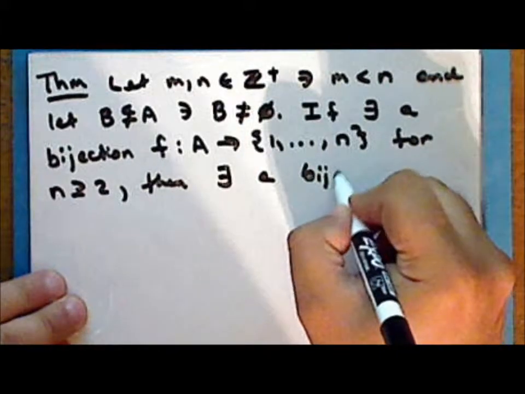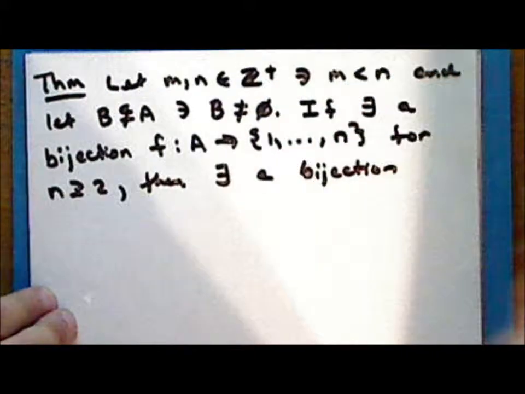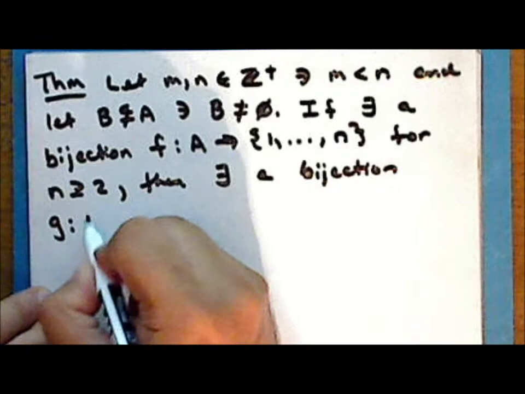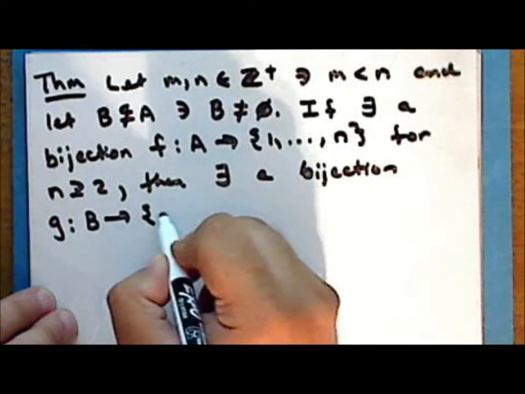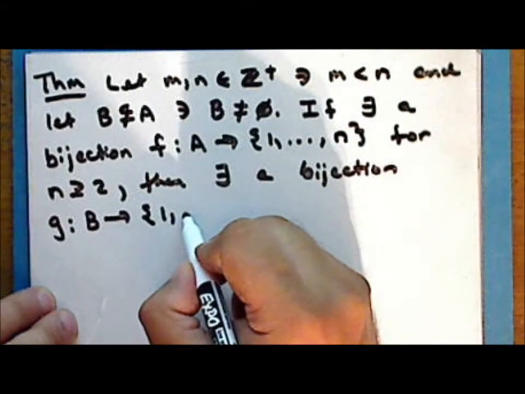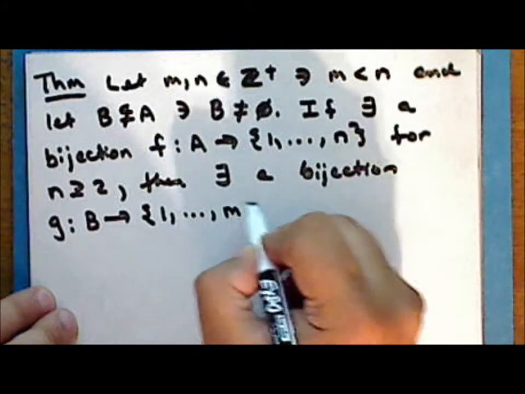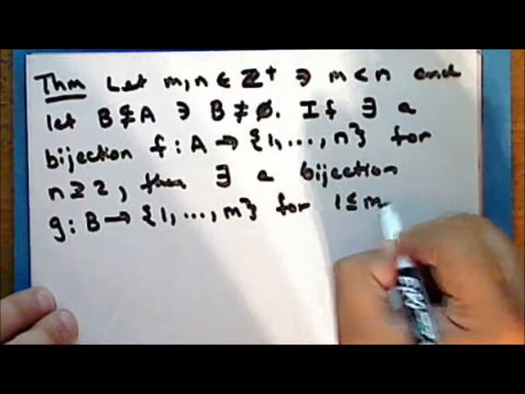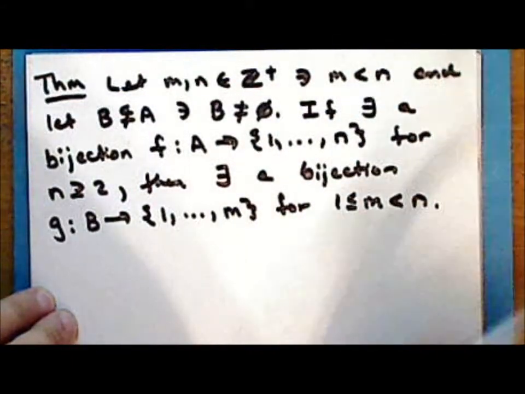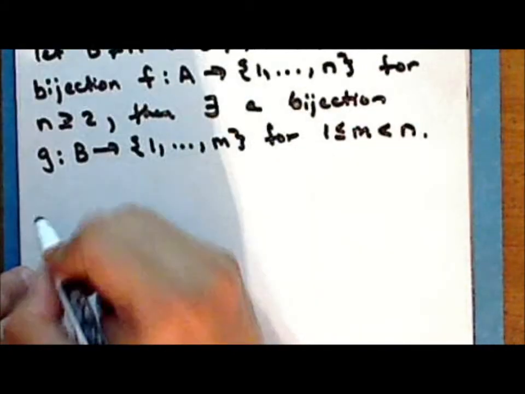bijection, which we will call G, from the non-empty proper subset B into a finite subset of consecutive integers from 1 to m for m at least 1, but strictly less than n. So proof.